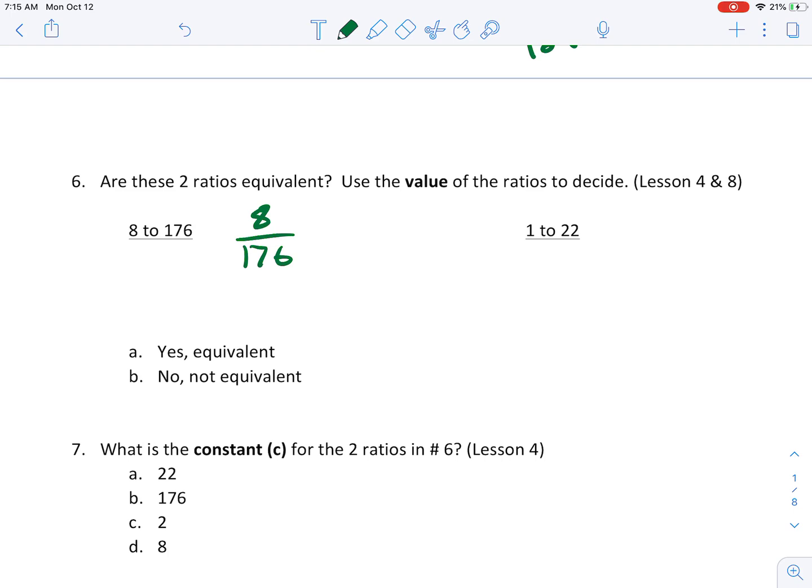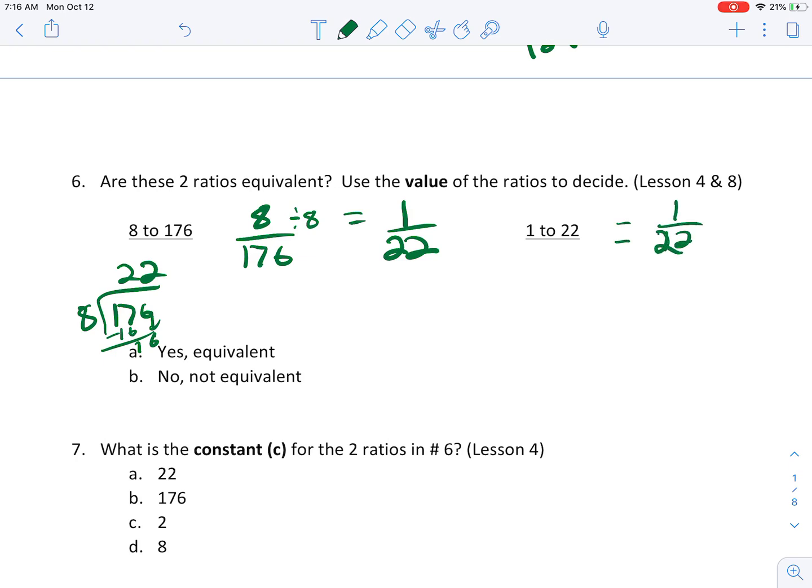So we're going to divide both by, let's try 8. Okay, so I'm going to divide 8 by 8, which equals 1. And I'm going to divide 176 by 8. 2, 16, 1. Bring down the 6. 8 goes in the 16 twice. And I get 1 over 22. Okay. Then I look at 1 over 22, make that into a value. And we have the same value. So if they have the same value, then that means that they are equivalent.